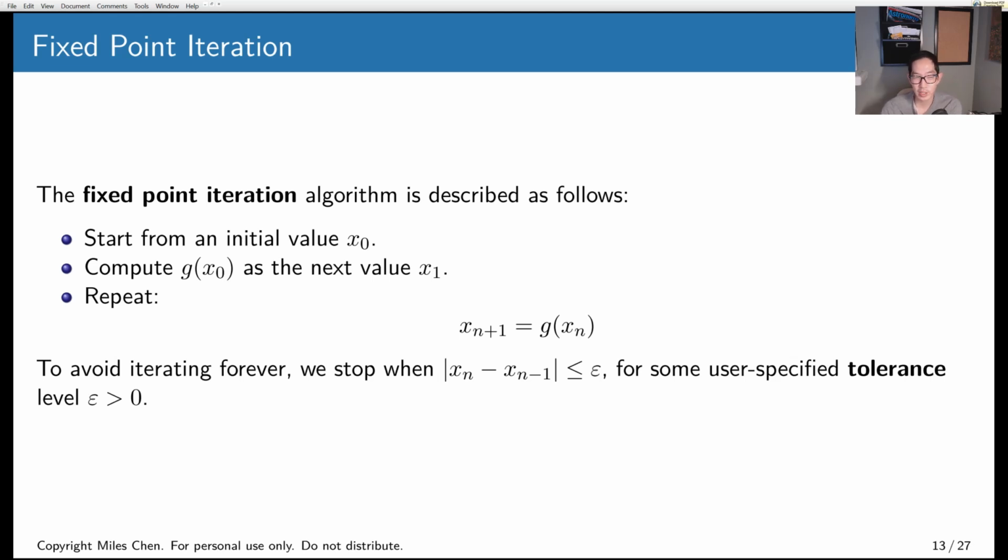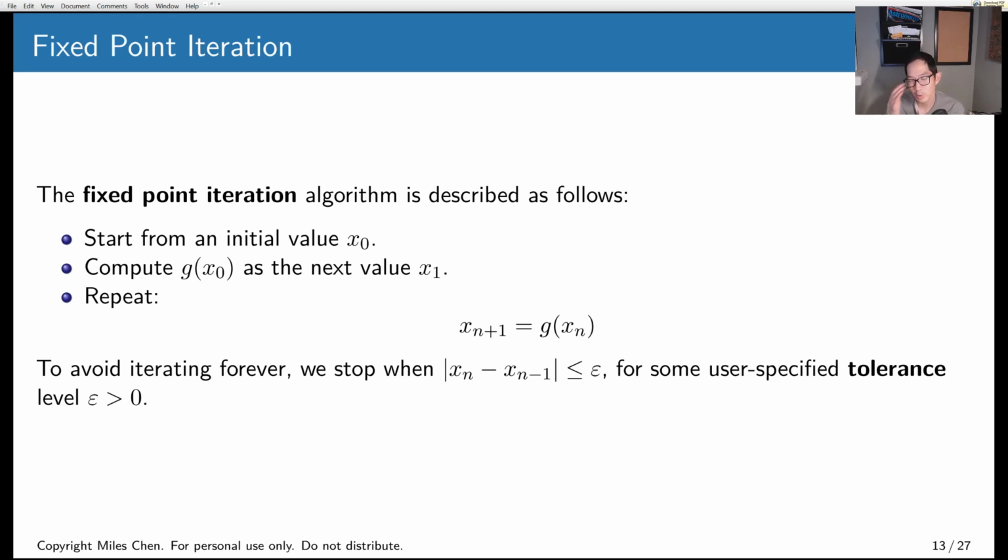To avoid iterating forever, we'll stop when the difference between our current value and the previous value, that is x at time n and x at time n minus 1, is less than some epsilon, some tolerance. Maybe you'll pick 10 to the minus 5. If the difference is less than 0.00001, maybe we stop. Maybe you want to choose 10 to the minus 6 or 10 to the minus 2.